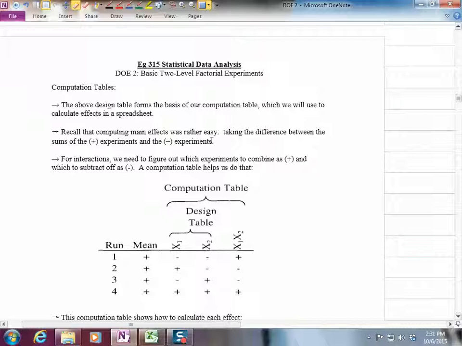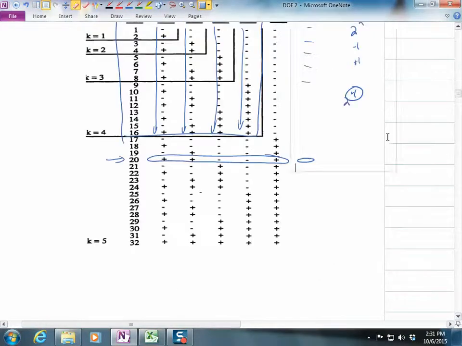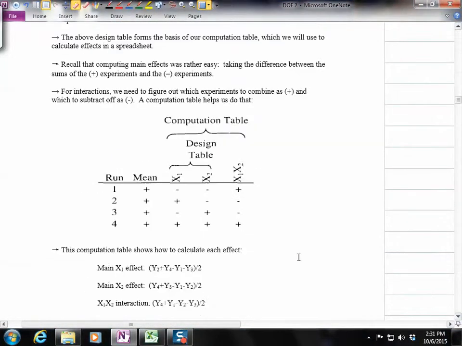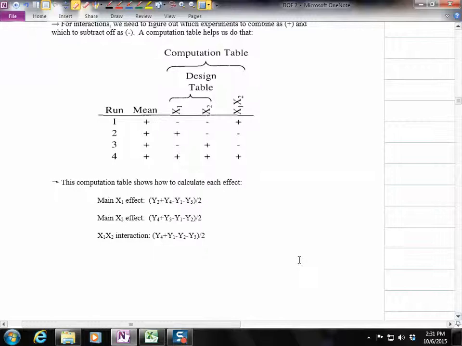Now, how do we compute? I mentioned before, we're going to use Excel to calculate all the effects. So this stuff right here, it's called the design table. It is, what experiments are you going to run? We're going to flesh it out. So here is a design table right here.